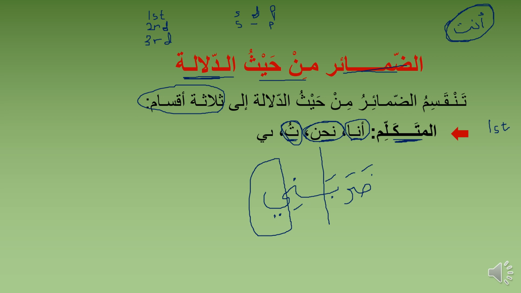Ya is in the objective case. It's an object here. So I am the object in this sentence, so it is translated as me. So darabani means he beat me. Daraba is a verb, and ya is a pronoun. So what happened to this noon? What is it called? This noon is called nun al-wiqaya.